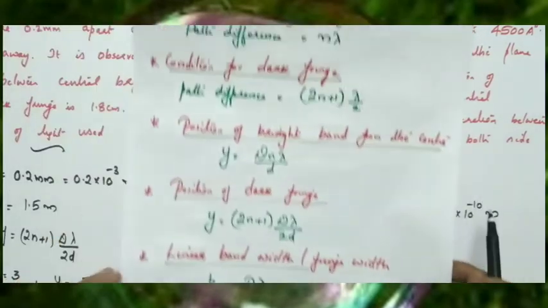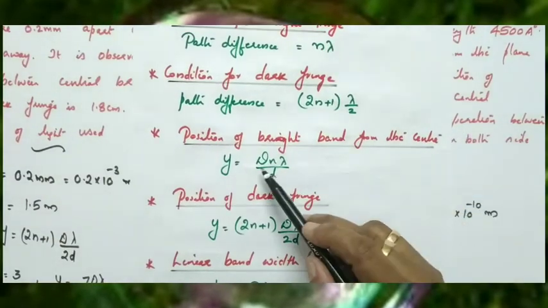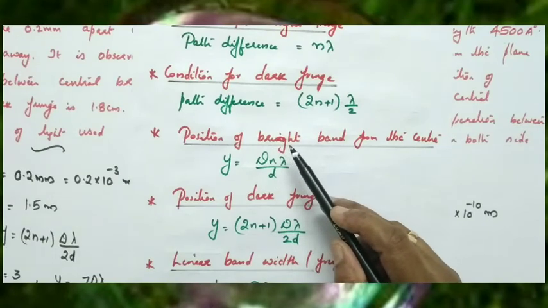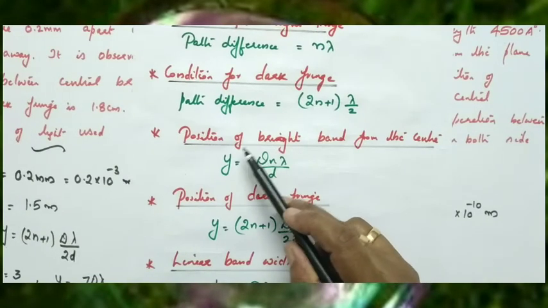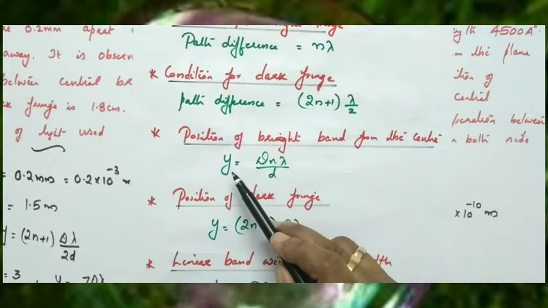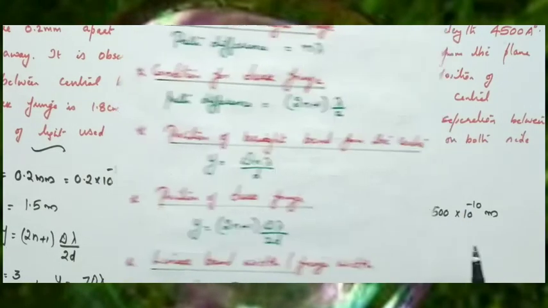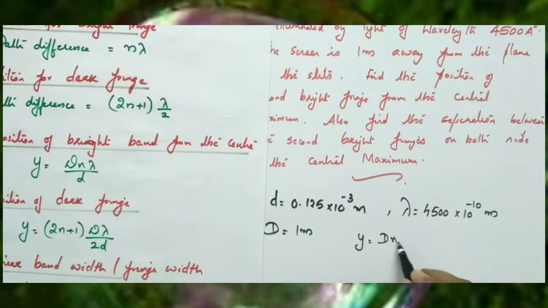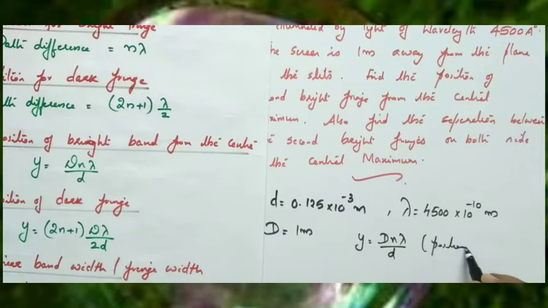So position of bright fringes from the central maximum, we know y equal to n lambda D by d. Already in that derivation we have discussed. So position of bright fringes from the central maximum is y equal to n lambda D by d. So this is the position of bright fringe.